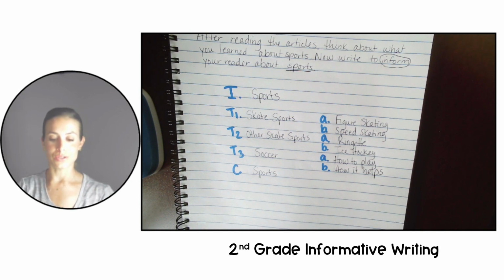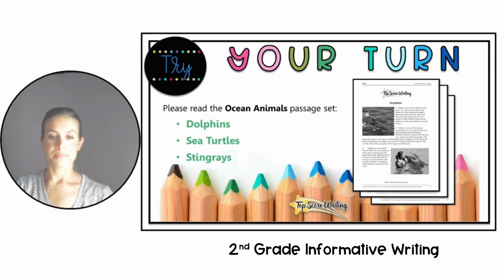So let me go back to my PowerPoint. Alrighty. And so now it's your turn. I want you to do the exact same thing that we just did within our practice together. So I need you to take out your passages on ocean animals. The first one is dolphins, the second one is sea turtles, and the third one is stingrays.